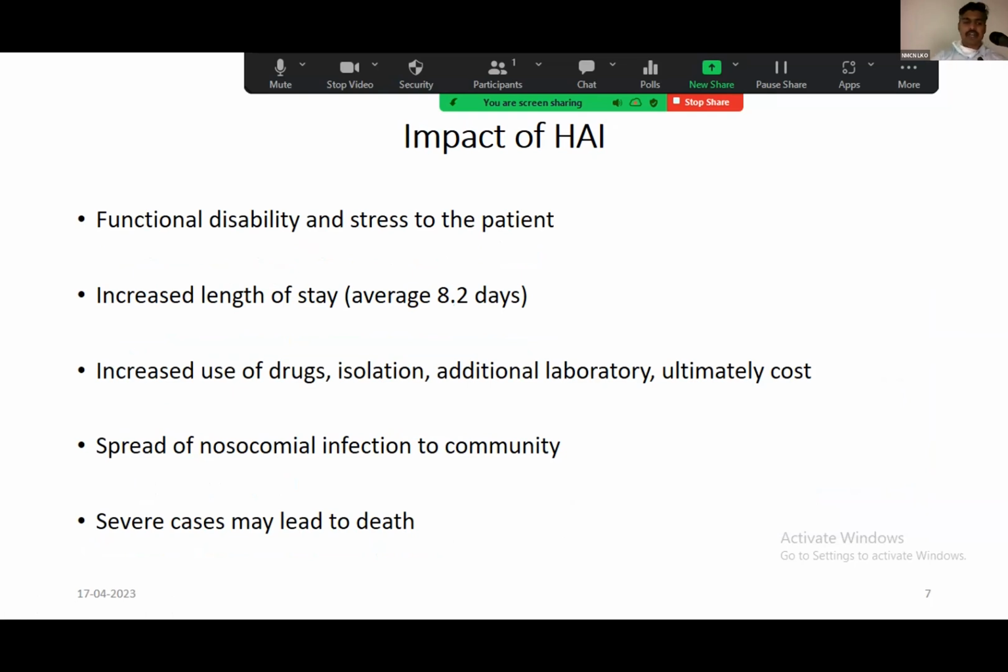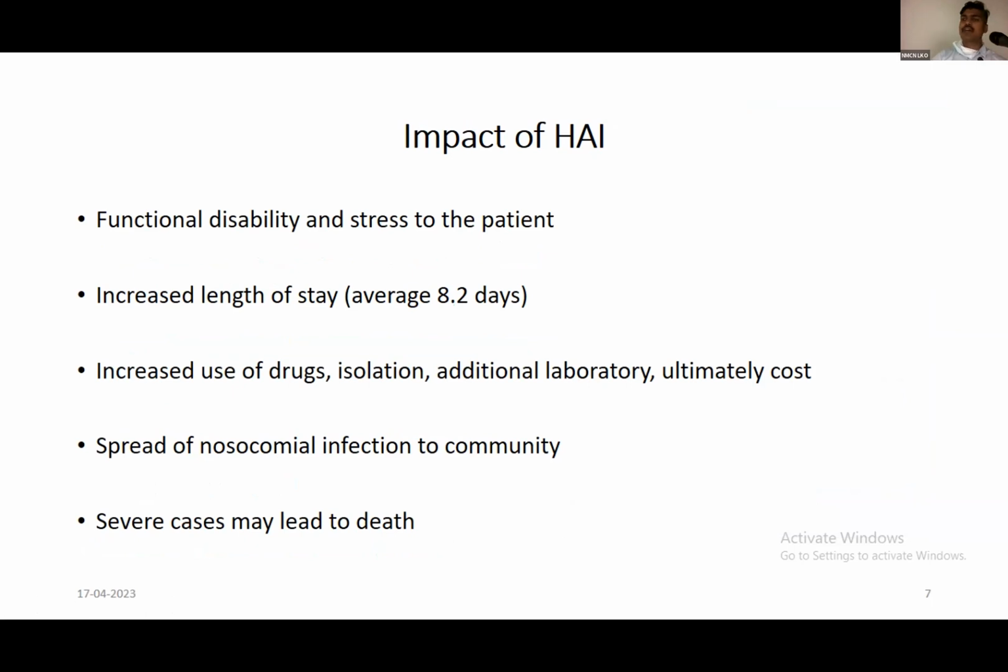So what does it cause? It increases functional disability and stress to the patient and also to the family. It also causes increased length of stay, on average around 8 days, increased use of antimicrobial drugs, isolation techniques, additional laboratory tests, and ultimately cost to the patient and family. It also causes spread of the nosocomial infection to the community, and severe cases may lead to death.